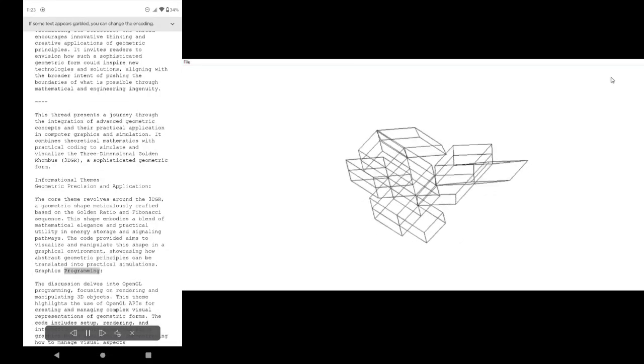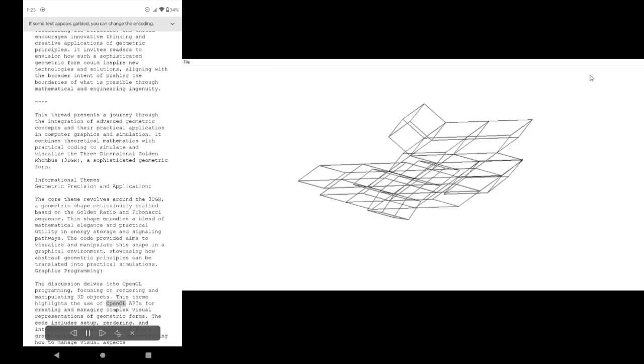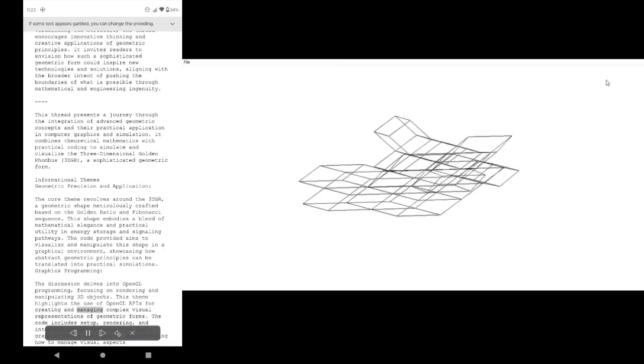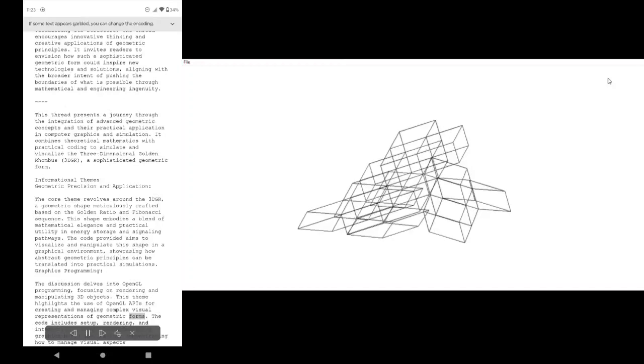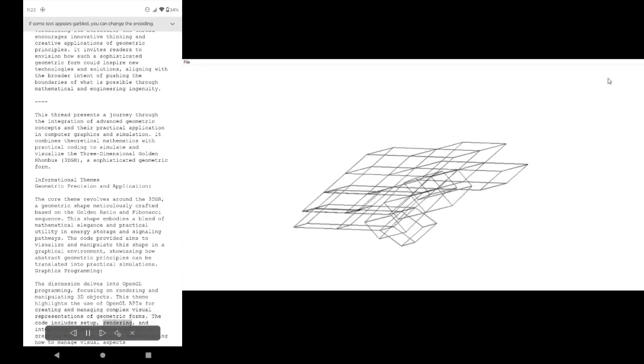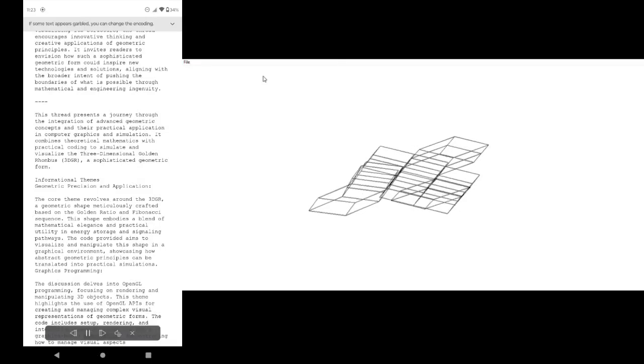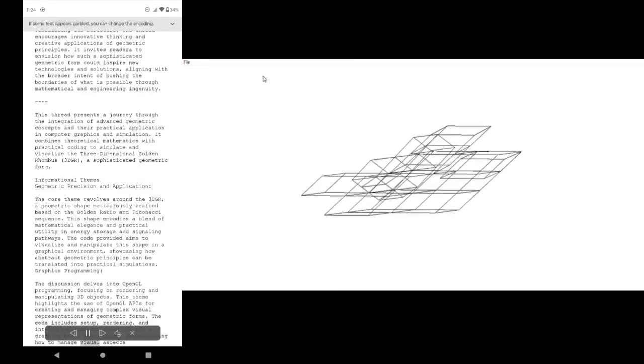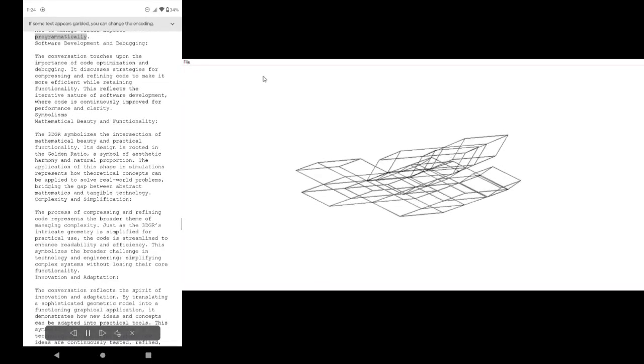Graphics programming. The discussion delves into OpenGL programming, focusing on rendering and manipulating 3D objects. This theme highlights the use of OpenGL APIs for creating and managing complex visual representations of geometric forms. The code includes setup, rendering, and interaction elements essential for a graphics-based application, demonstrating how to manage visual aspects programmatically.